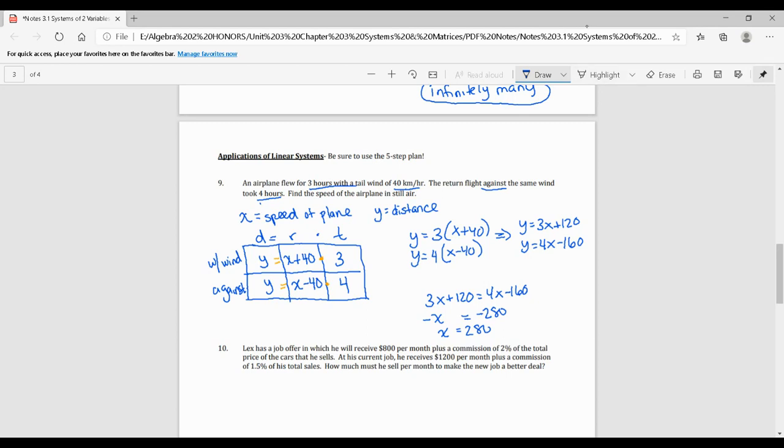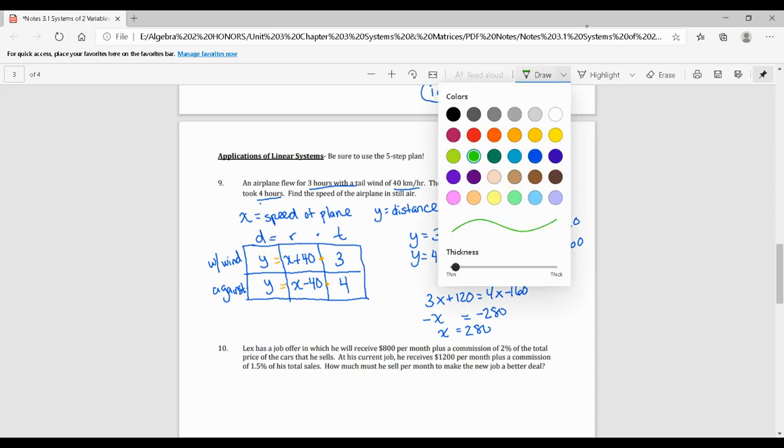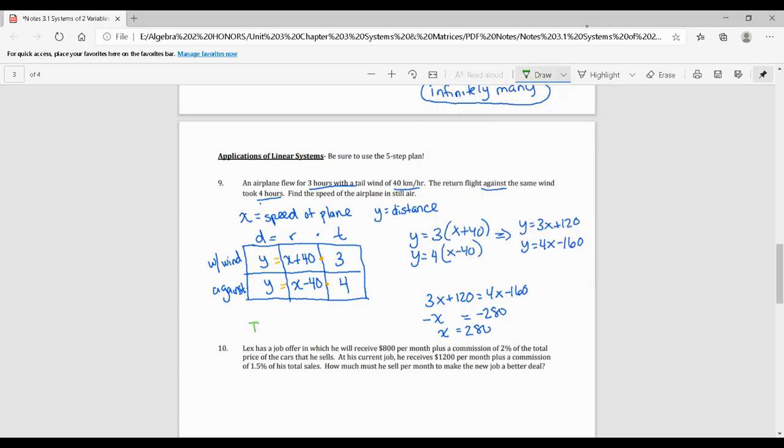So what that means for my final answer is that the speed of the plane in still air is 280 kilometers per hour. Always analyze your answers as well. We know airplanes travel fast. If you got something like 10 kilometers per hour, that wouldn't make much sense unless it was taxiing on the ground. But if we're flying in the air, an airplane should have a pretty high rate.